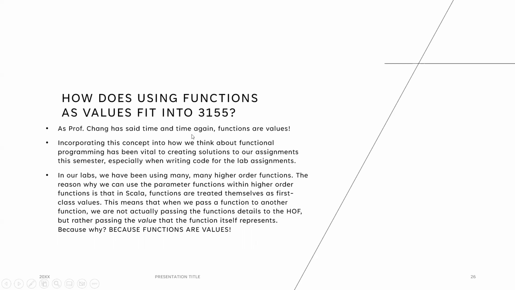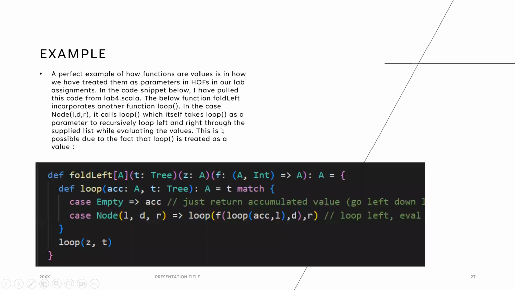In our labs, we've been using many higher order functions. The reason why we can use the parameter functions within higher order functions is that in Scala, functions are themselves treated as first-class values. That means that when we pass a function to another function, we're not actually passing the function's details to the HOF, but rather passing the value that the function itself represents. And down at the bottom, just another reminder that the reason why this works is because functions are values.